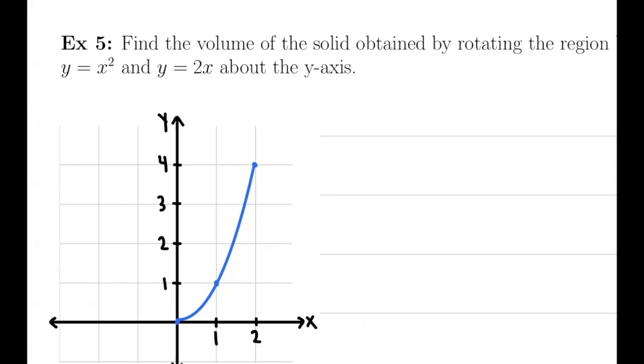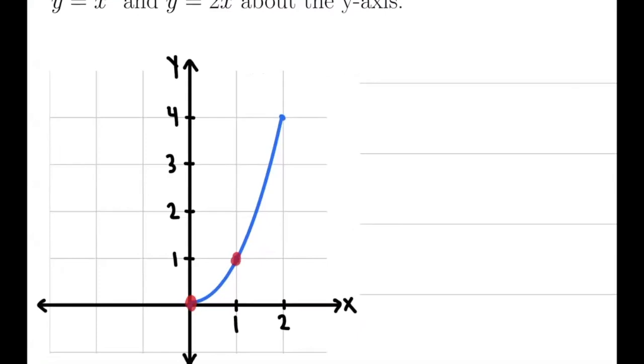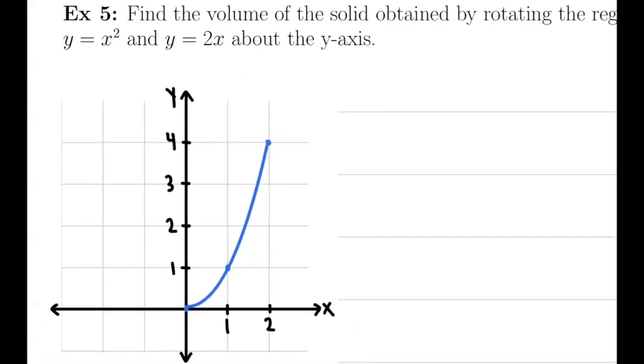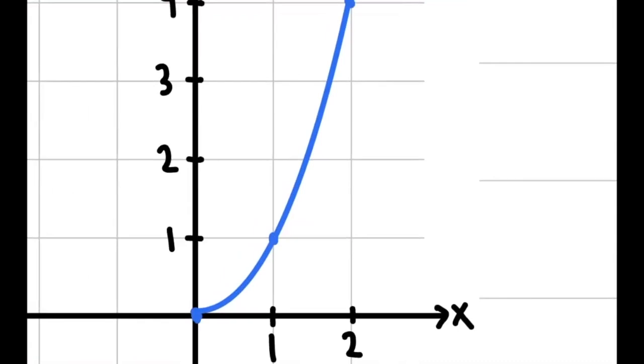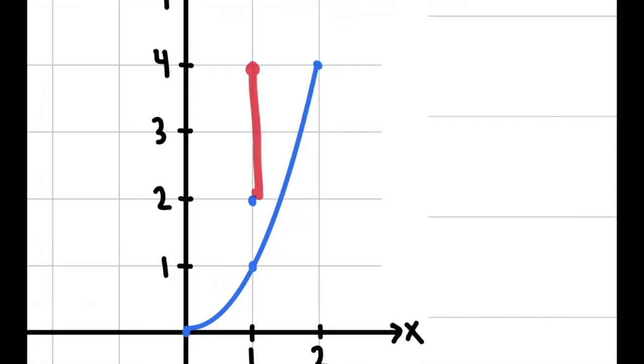So I graphed y equals x squared. It's the same thing as last time. So (0, 0), (1, 1), (2, 4). And if you graph y equals 2x, that's just a line that goes through the origin and it has a slope of 2. So (0, 0), and we go up 2 over 1, and then up 2 over 1. So you get this line.